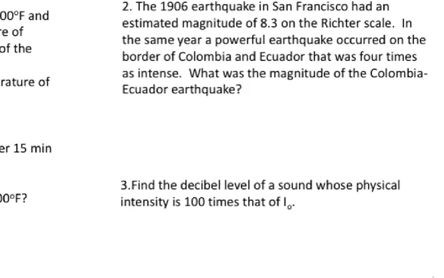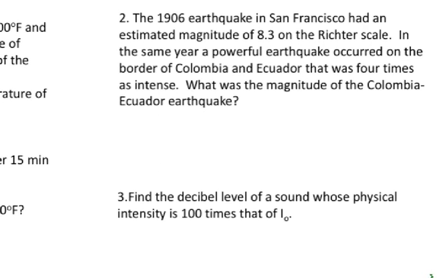So here we're going to look at an earthquake. The 1906 earthquake in San Francisco had an estimated magnitude of 8.3 on the Richter scale. In the same year, a powerful earthquake occurred on the border of Colombia and Ecuador that was 4 times as intense. What was the magnitude of the Colombia-Ecuador earthquake? Okay, so first of all, let's start by writing down the formula. Our formula for the earthquake magnitude was M equals log of intensity over standard, and we are saying we're going to let S equal 1. For all of our problems, we're going to let S equal 1.